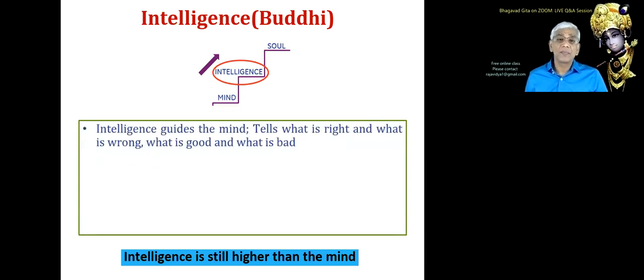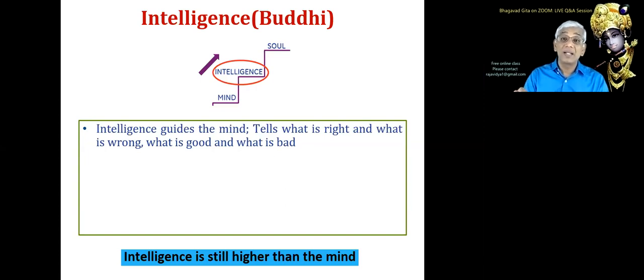So now intelligence. Intelligence guides the mind. We need to have the intelligence. As I mentioned earlier, intelligence doesn't mean that we are studying so well, doing our homework very well, solving the problems, getting good grades. That doesn't mean intelligence. Here we should have the intelligence to guide our mind to do the right thing. That is what is called intelligence.